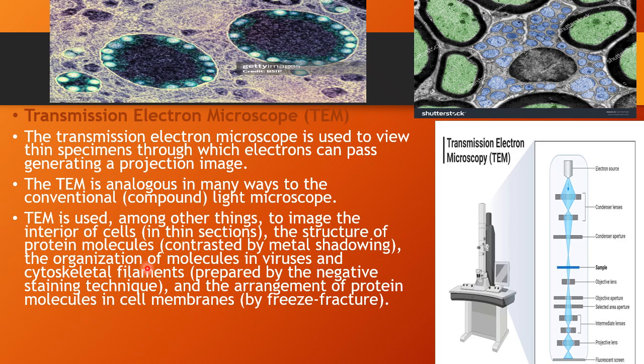They are used to study the organization of the molecules in viruses and cytoskeletal filaments, and the arrangement of protein molecules in the cell membrane. So all these are the uses of the transmission electron microscope. Overall, I can say they are used to study the ultrastructure of the cell and its components.